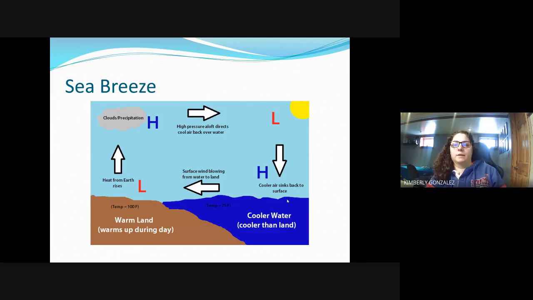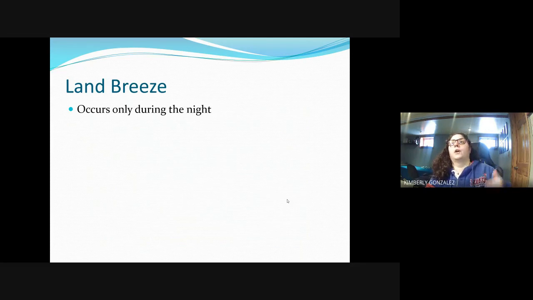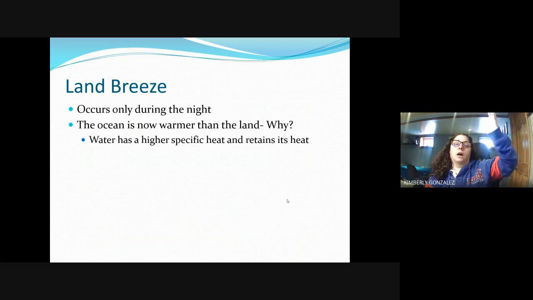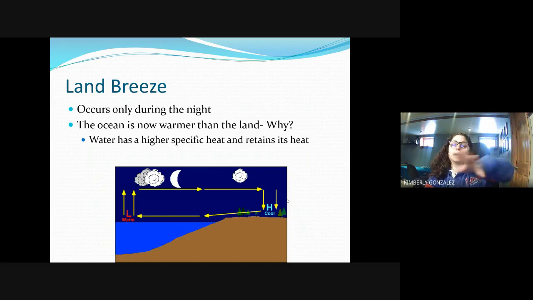So for a sea breeze, the cool air is coming off of the sea. For a land breeze, the land is going to have the cool breeze coming off of it. And it only occurs at night. The reason for that is that water has a higher specific heat capacity, which means it's going to take longer to cool down.